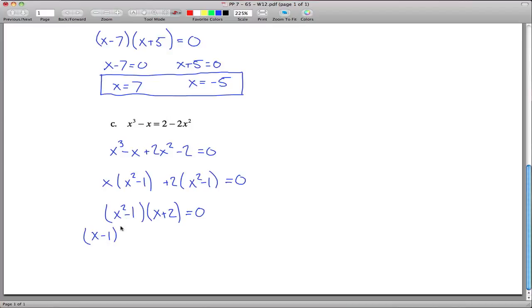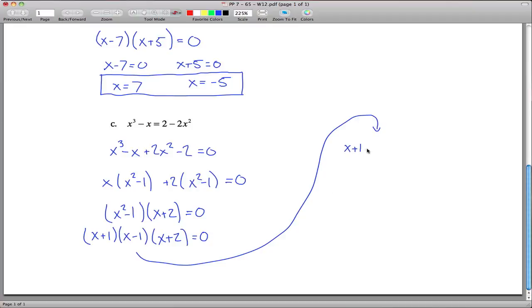It's a difference of squares, so we can factor it into x plus 1 and x minus 1 and x plus 2. And now we're in a form where we can solve. If we have a bunch of stuff multiplied together to equal 0, that tells us that either x plus 1 equals 0, x minus 1 equals 0, or x plus 2 equals 0.